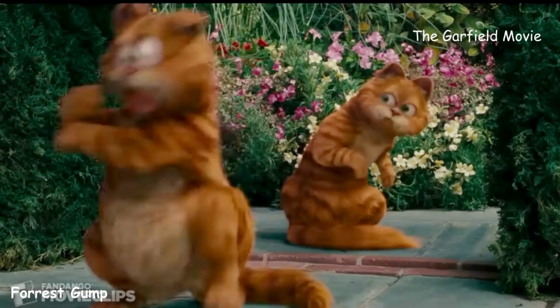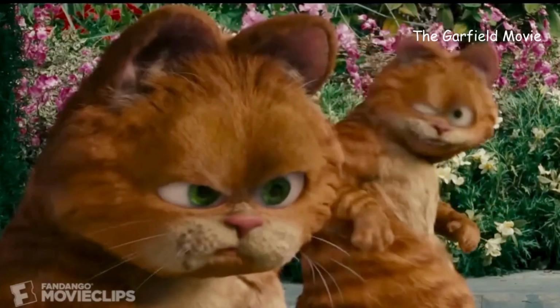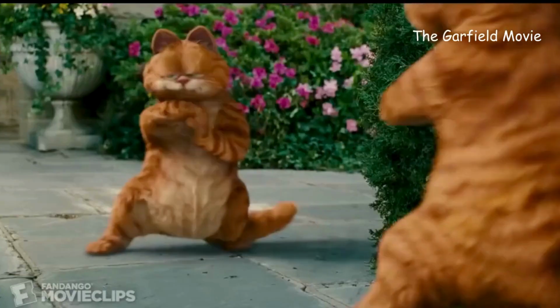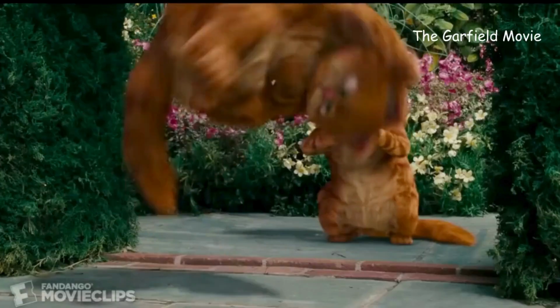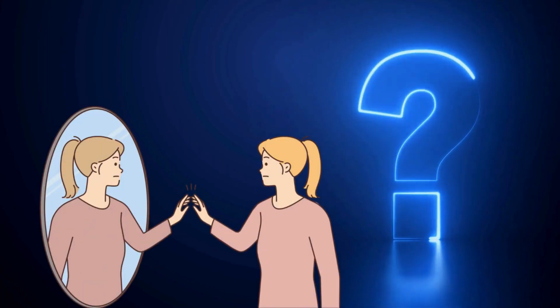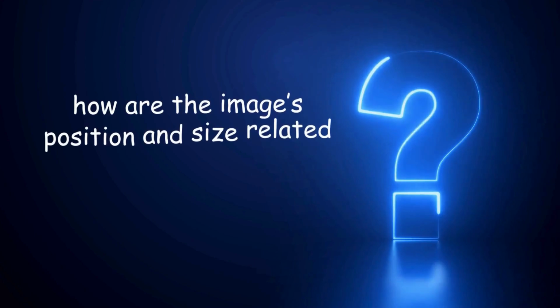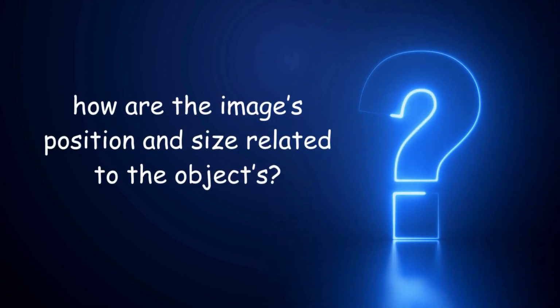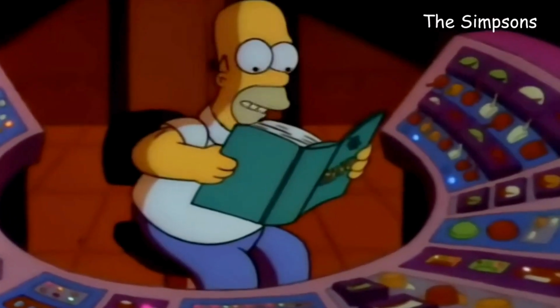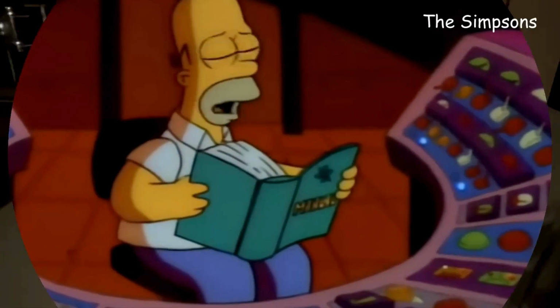In this episode, we're going to uncover the physics behind that symmetry by exploring how plane mirrors form images. When a plane mirror forms an image, how are the image's position and size related to the object's? To find out, let's run a simple experiment.